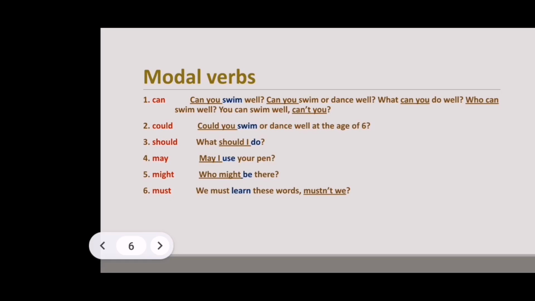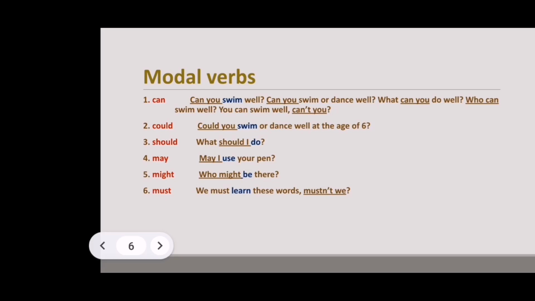The modal verbs don't show us an action itself. They just show the attitude to this action, the ability, possibility, permission, obligation. The words like can, could, should, may, might, must. For the basic level, I think it's enough. Now let's look at the examples.